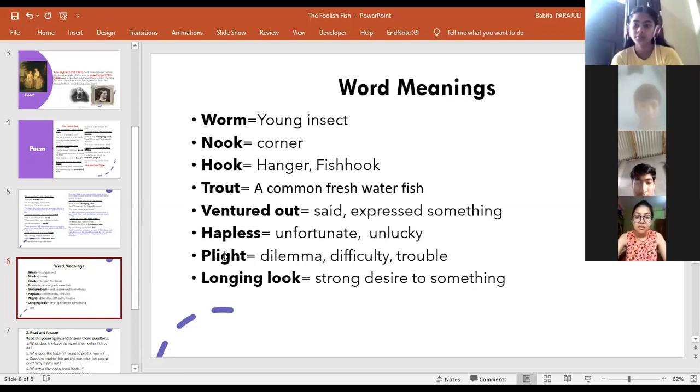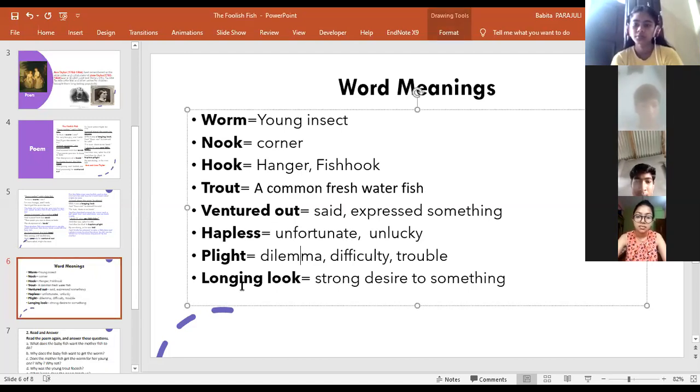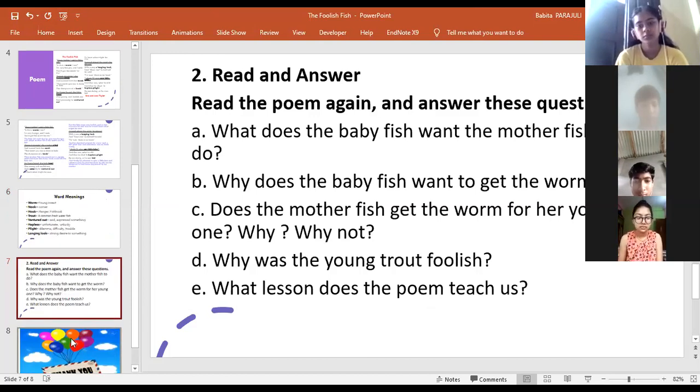Plight means he was in problem and dilemma at first, then what happened? After that, his death, means he was in very great trouble, right? Plight means trouble, or dilemma means confusion, right? And longing look means a strong desire for something.